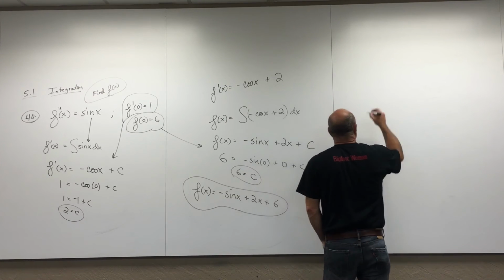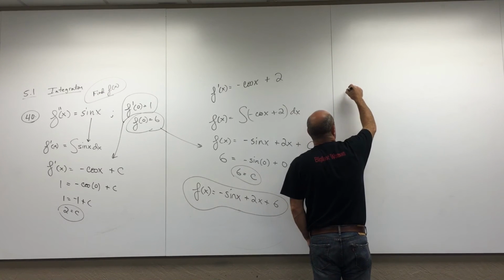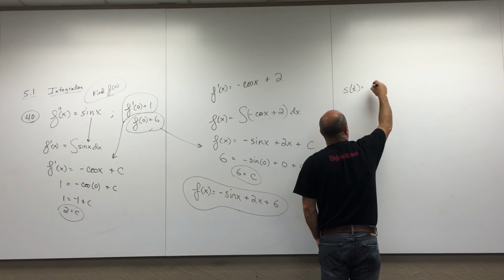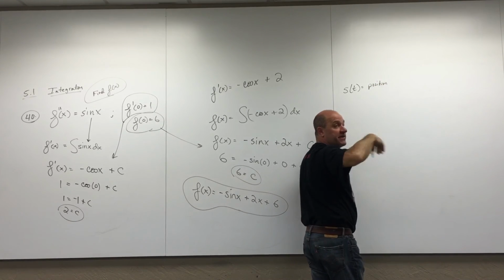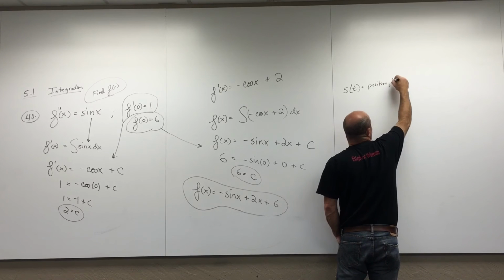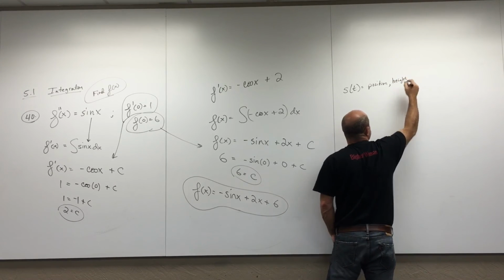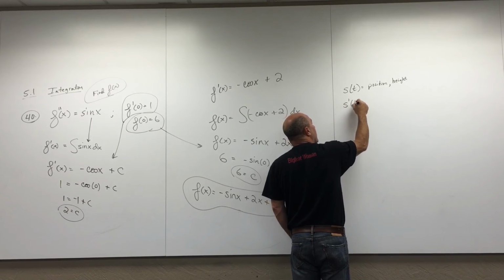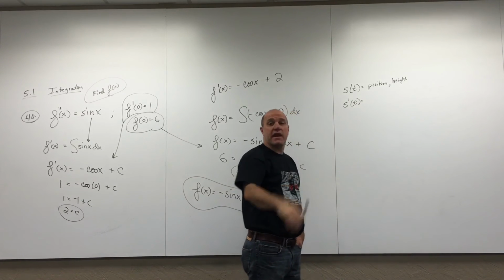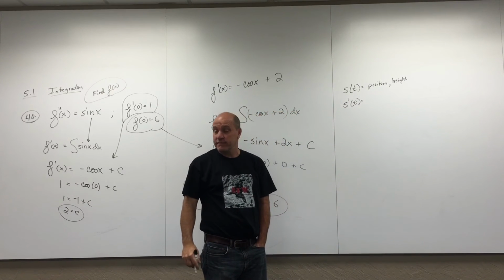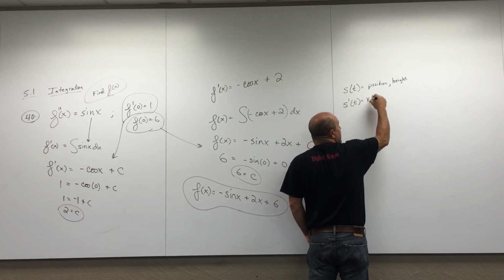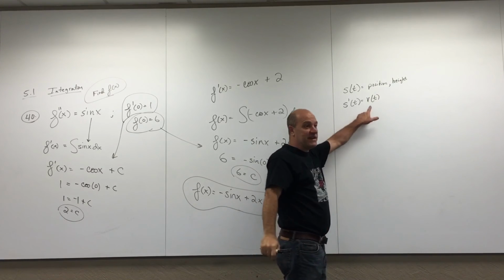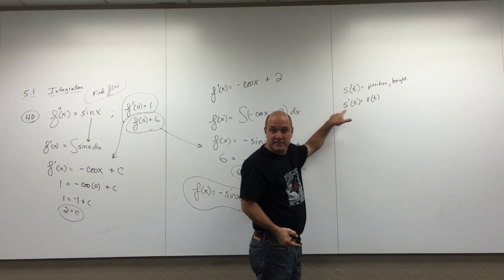If you have a function, sometimes we refer to it as S of T, and we call it position, or if I was throwing objects up in the air, position or height. And if I took the derivative, what would I call that? This is an object being thrown up in the air. We called it velocity. I can call it S prime, or I can call it V. V is the derivative of S.